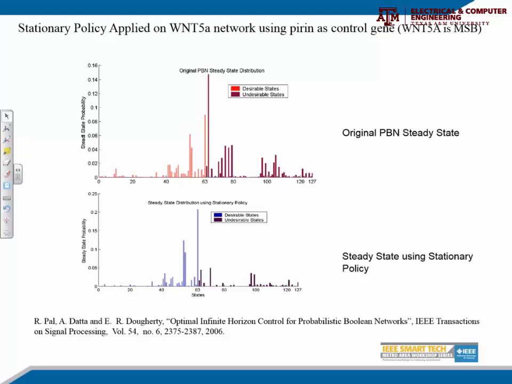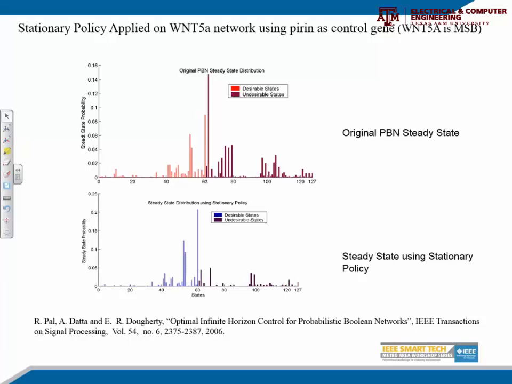The control policy does not change with time. It just depends on the state. And here we had a situation where Wnt5a was made the most significant bit. There were 7 genes here, and we made them binary. How? By grouping together the -1s and 0s. And so we made this binary. So if you have 7 genes, you have 128 possible states.